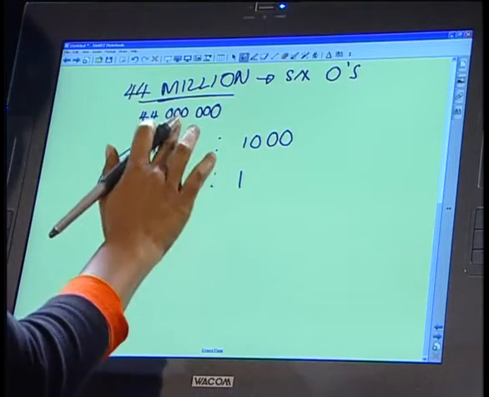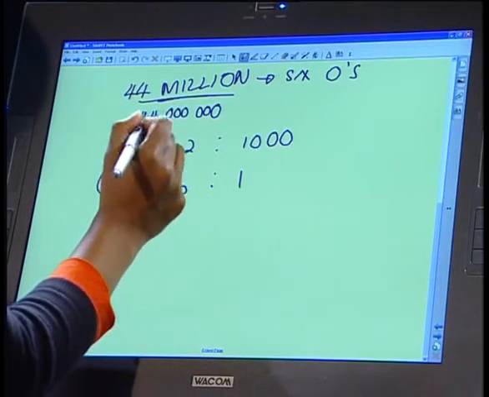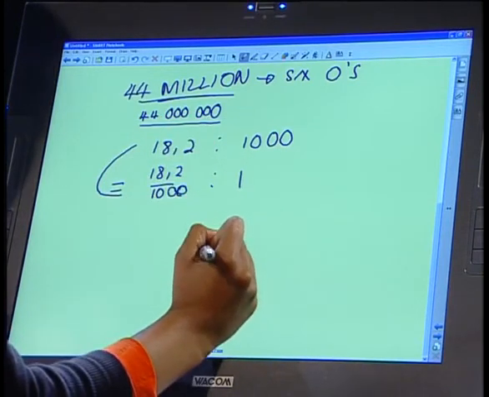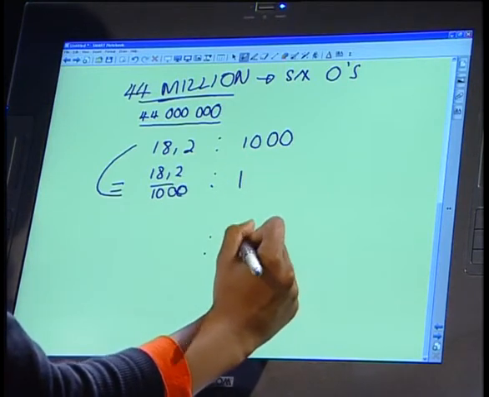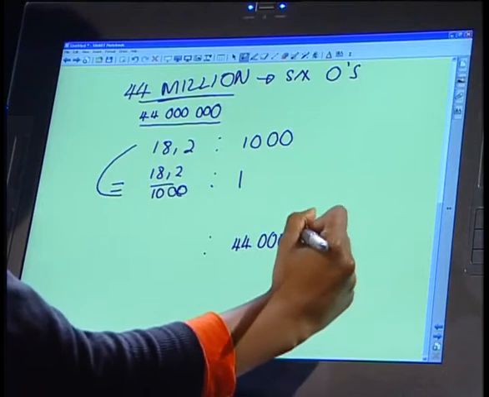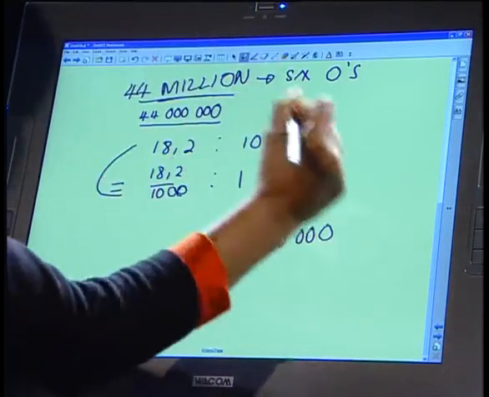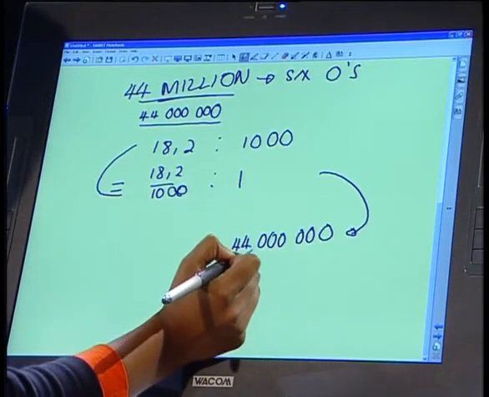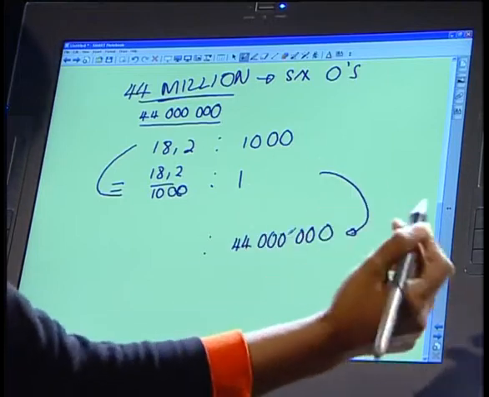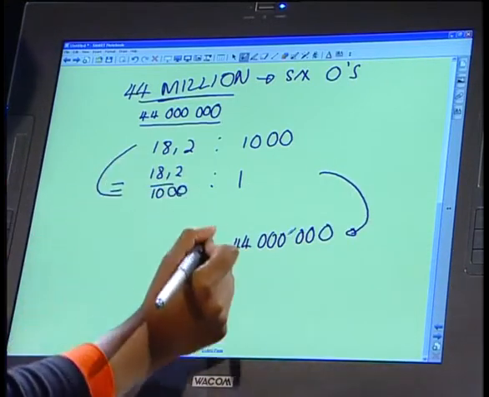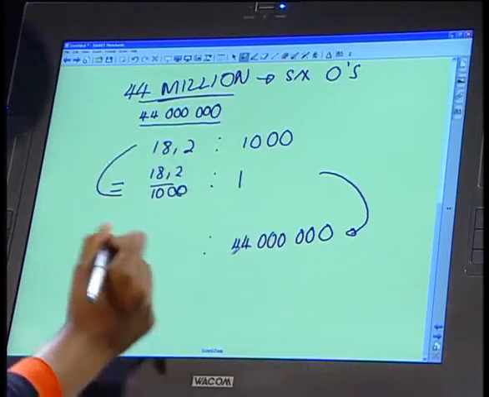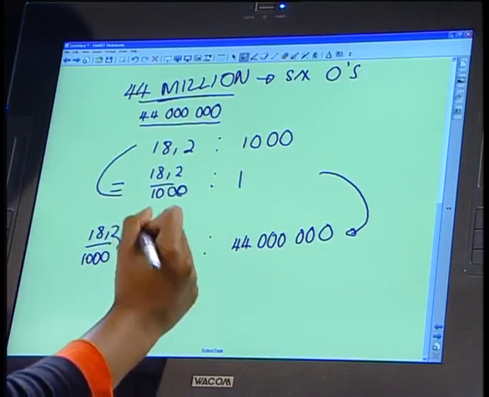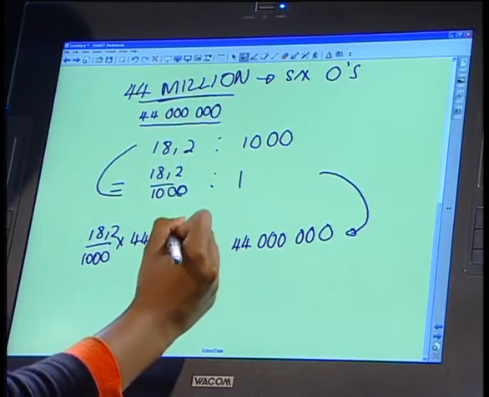Okay, now remember we were dealing with not one person here. In 2004 there were 44 million people. So in order to get from one person to 44 million people, what do we have to do? Hopefully you all answered: you had to times by 44 million. So we times 1 by 44 million to get to 44 million people. But because this is a ratio and I want to keep it equivalent, I need to multiply the left-hand side by 44 million as well.